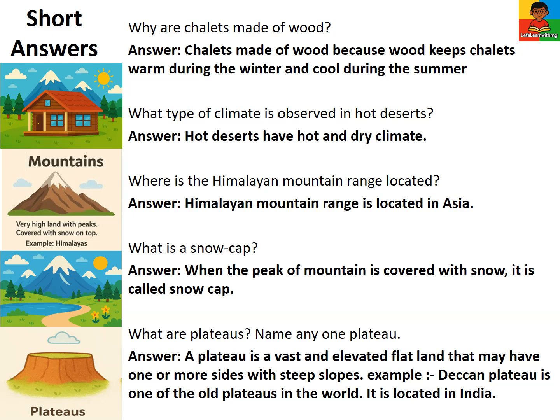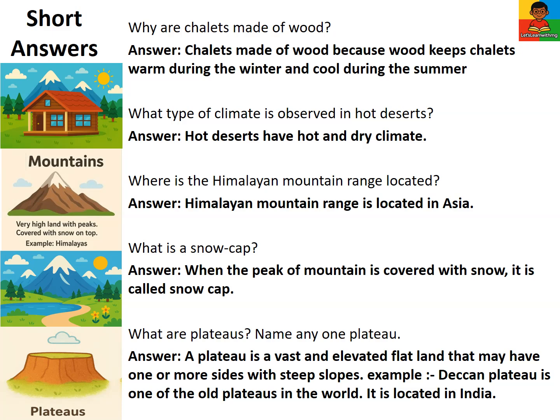Now, short answers. Why are chalets made of wood? Because wood keeps chalets warm during the winter and cool during the summer. What type of climate is observed in hot deserts? Hot deserts have a hot and dry climate. Where is the Himalayan mountain range located? It is located in Asia. What is a snowcap? When the peak of a mountain is covered with snow, it is called a snowcap.